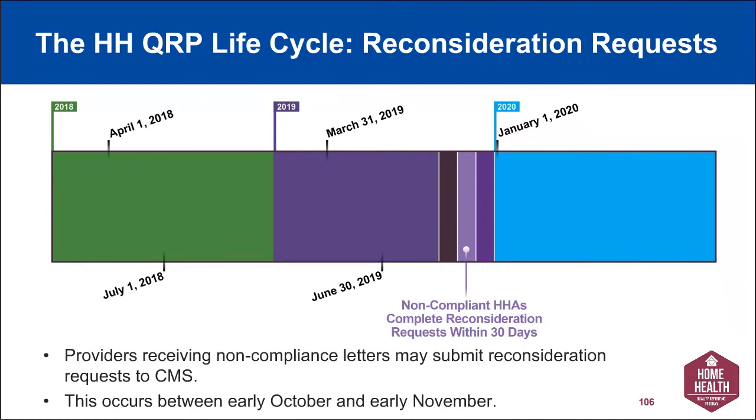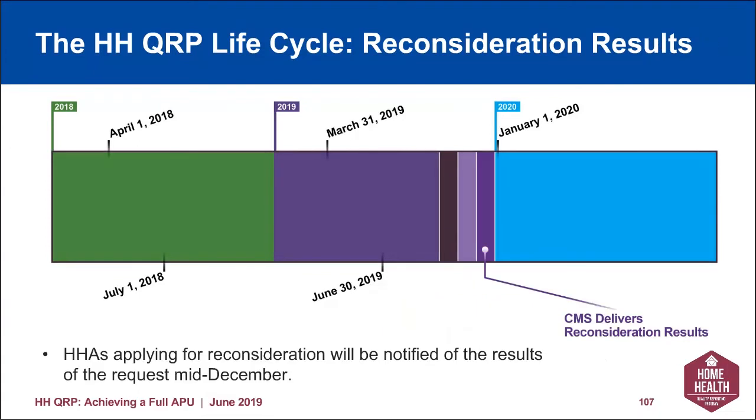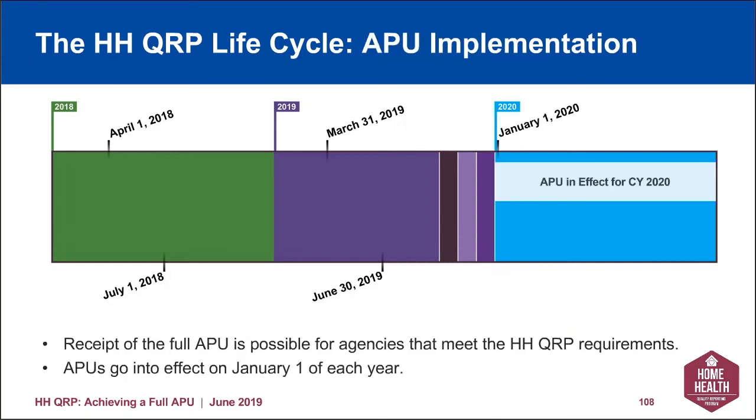Now you can see the light purple. This is where the agencies complete their reconsideration requests in that 30-day window between early October and early November. The next purple band is when CMS delivers their reconsideration results so that providers who are involved in this process will be notified by CMS, and that notification will arrive around mid-December. And that brings us to the end of this cycle, where the APU for calendar year 2020 is then in effect as of January 1st.